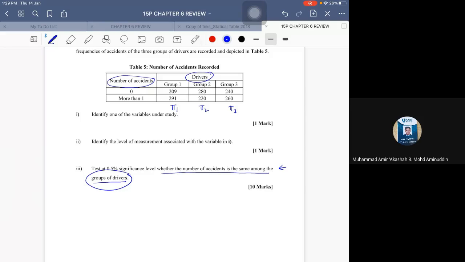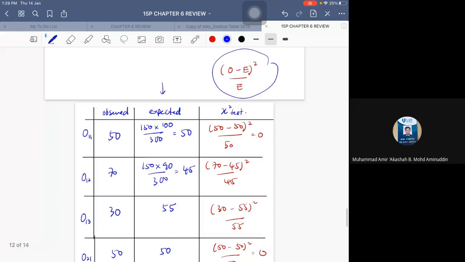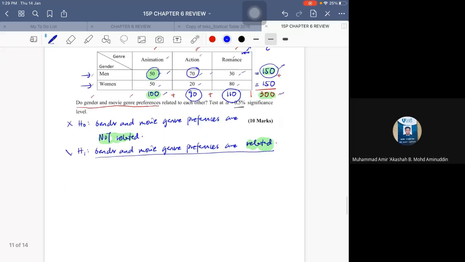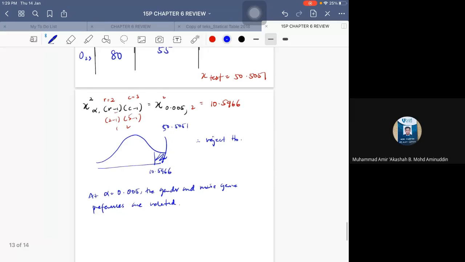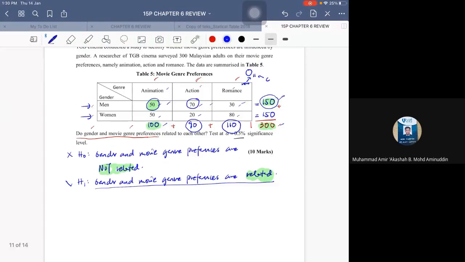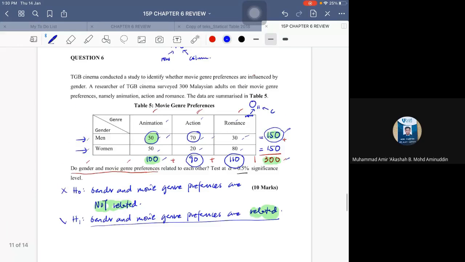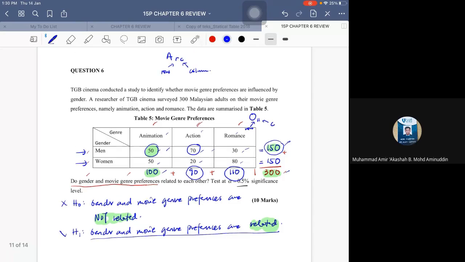I have a question. The previous question about the gender and movie genre. For the null, it's not related, and the alternative is related. I don't understand the null and H1 in question 6 of the final exam, the first question that you taught us earlier.